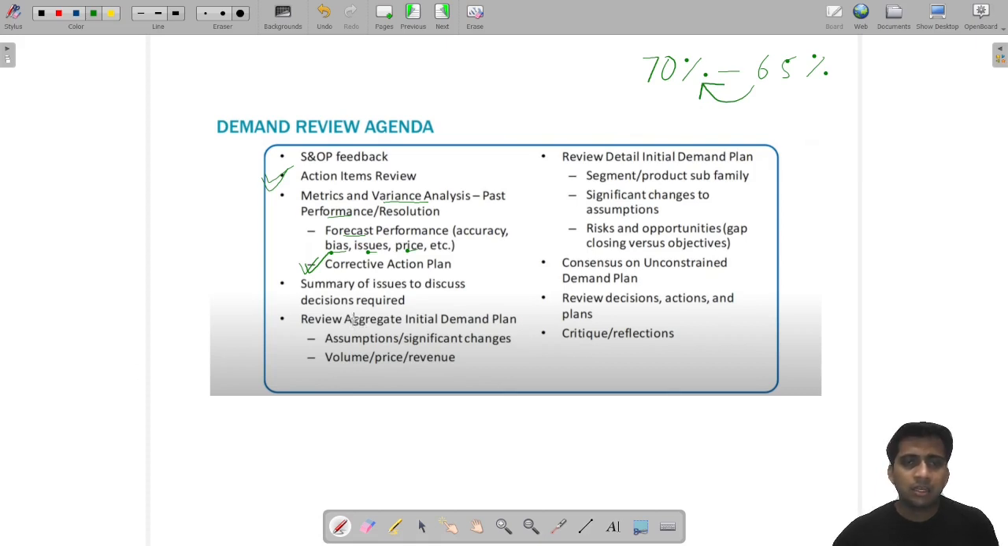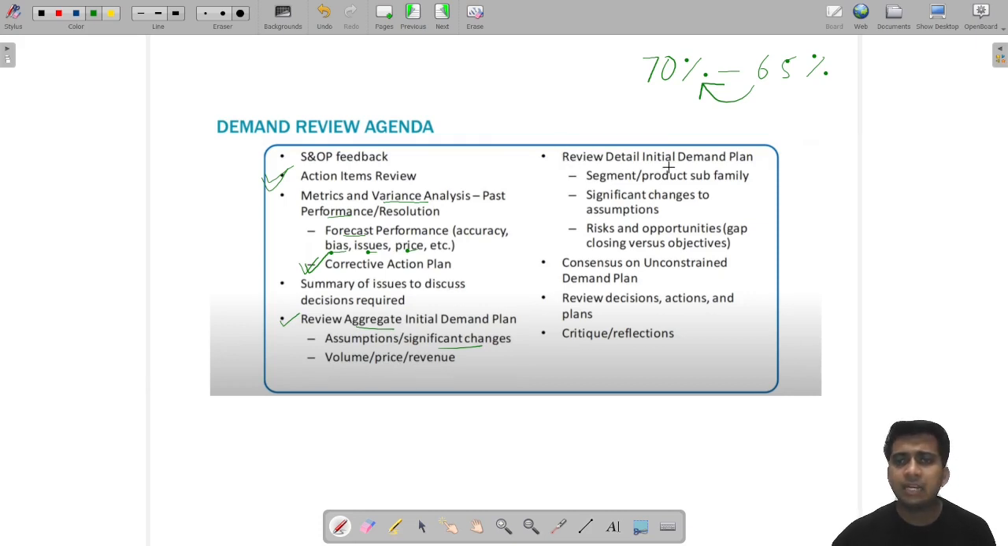Then we discuss a summary of issues and where a decision is required. After that, there should be a discussion on the aggregate demand plan, reviewing it at a higher level. Aggregate is anyway higher level. Here we can discuss critical things, significant changes, and what assumptions were considered in the forecast plan or the consensus. All those assumptions need to be discussed. What are the volume, mix, price, and revenue expected?